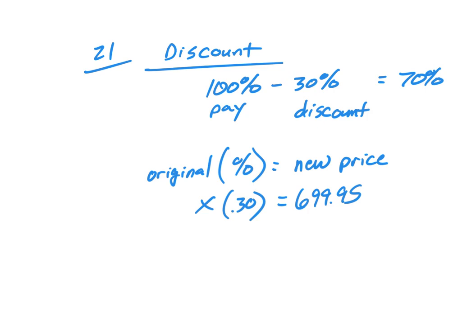Now what I should put here though is not 0.30. That's my fault. What should I have put here? 0.70. Okay, 0.70 is the percentage that I'm paying, 70% of the original price, so that's my fault. So we're going to take $699.95 and we're going to divide it by 0.7. $699.95 divided by 0.7.